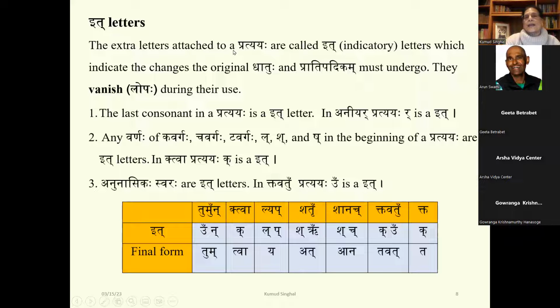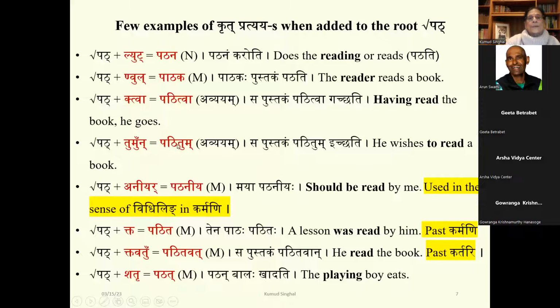The extra letters attached to a pratyaya are called it or indicatory letters, which indicate the changes the dhatu or the nominal stem must go through. So it depends what the it letter is, and then there are rules for what changes will happen to the dhatu or the nominal stem. They vanish during their use. For example, if you look at tumun, the it letters are u and na, and the final form is only tum. That's why you have patitum; all these vanish.